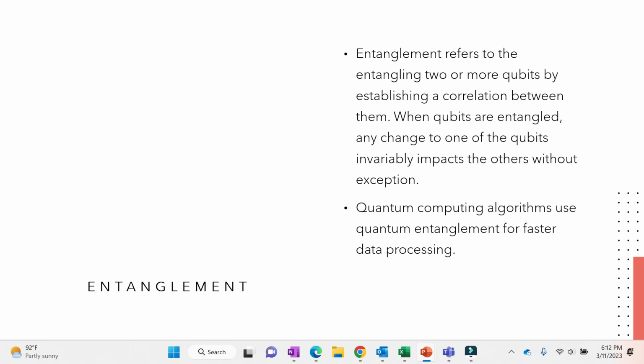Quantum computing algorithms use quantum entanglement for faster data processing. So superposition and entanglement are very fundamental concepts of quantum mechanics, and this is what is used when we talk about quantum computing.